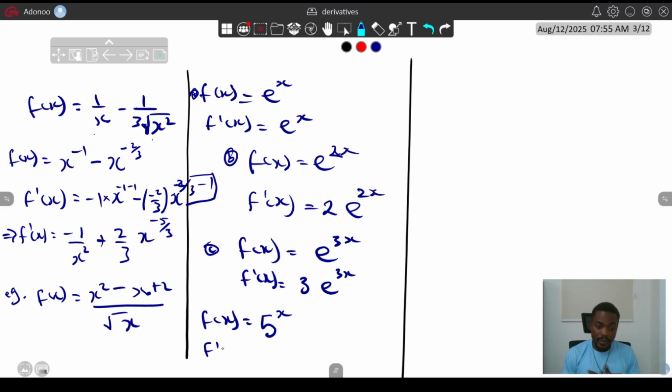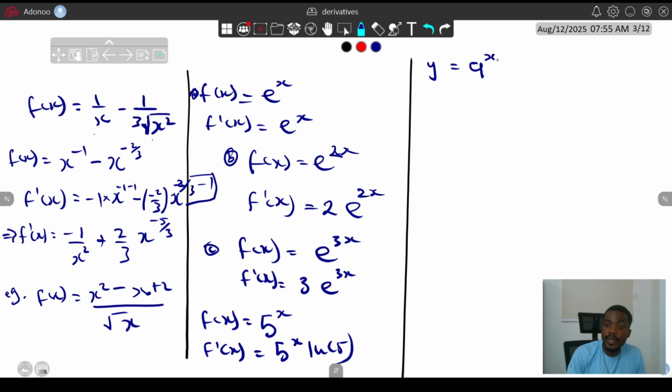Simply, we have f prime of x equal to 5 raised to the power x ln 5. So the rule says that if we have some function y equals a raised to the power x, where x is the independent variable, then y prime will be equal to a raised to the power x ln a.